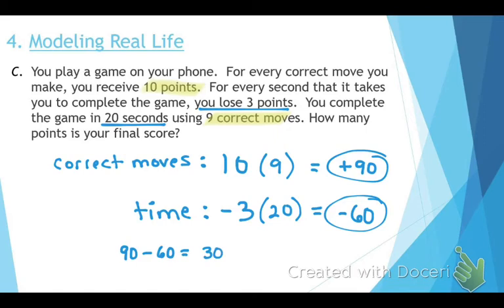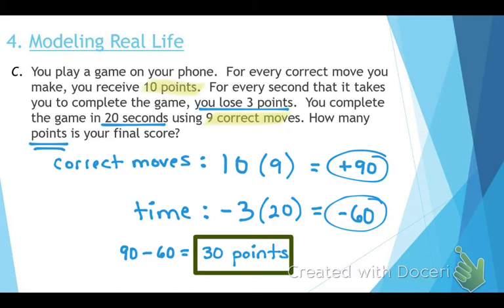30. So when I go back to my final question, it says, how many points is your final score? The answer would be 30 points. So that is the last modeling real life problem that you guys need to know for your quiz and test next week.